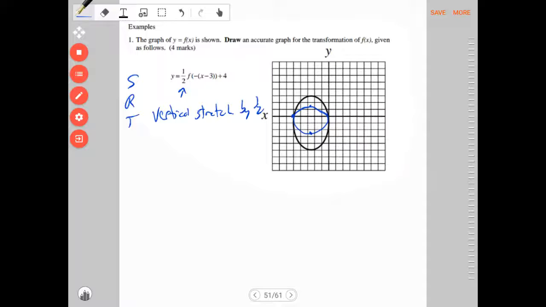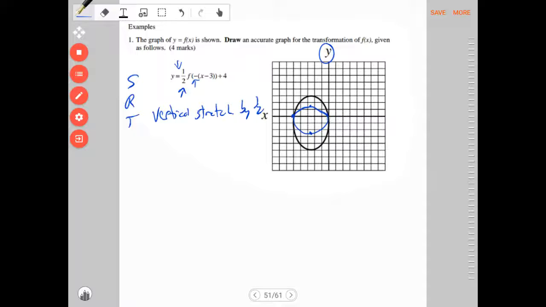So as you can see, that thing has just been squished. Kind of a terrible drawing, but that's okay. Next thing we notice is, okay, there's no negative here, there's no reflection there, but there is a reflection here, a negative. So that negative means we reflect over the y-axis, so it's a horizontal flip.